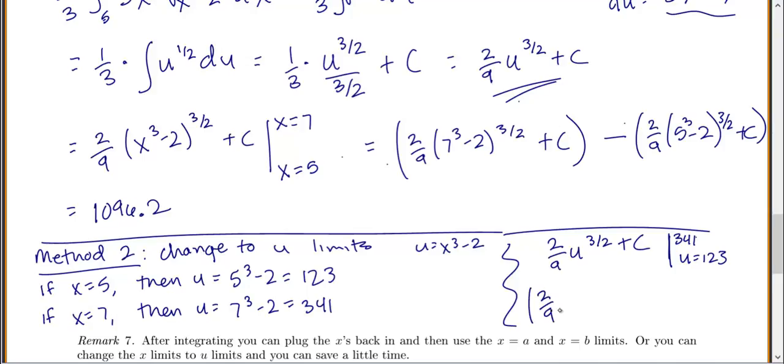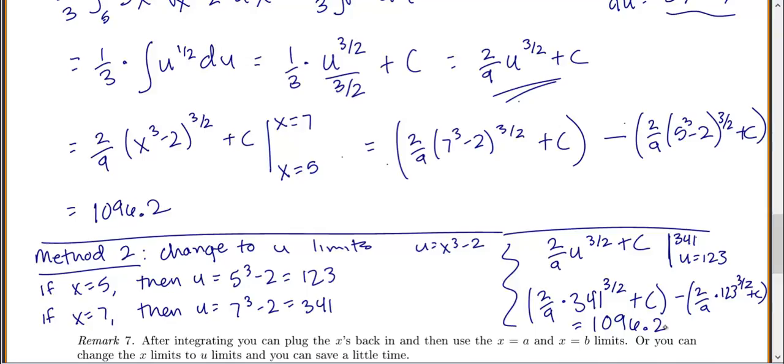So this will be 2/9 times 341 to the power of 3/2 plus c minus 2/9 times 123 to the 3/2 plus c. This is easier to put into your calculator, and we still get 1096.2. So two different methods.